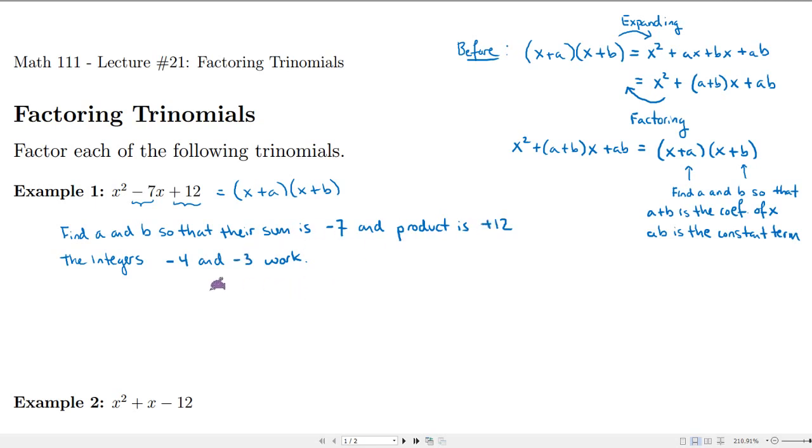So this means that our a is negative 4 and b is negative 3, so we have that factorization. So x minus 4, x minus 3. That would be our factorization. One thing I'll just add real quick, it wouldn't actually matter if I put the negative 3 here and the negative 4 there. It would still satisfy the condition that the sum is negative 7 and the product is positive 12.